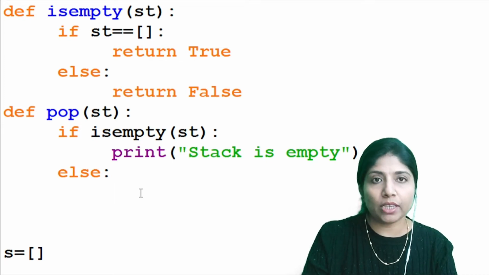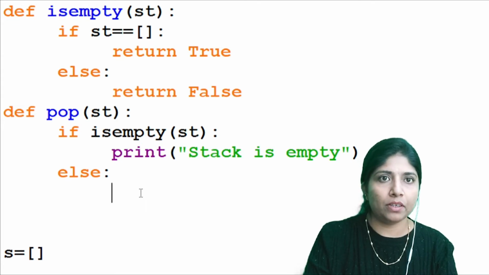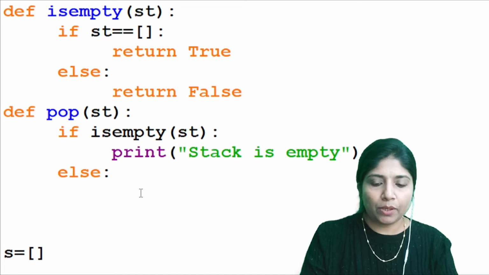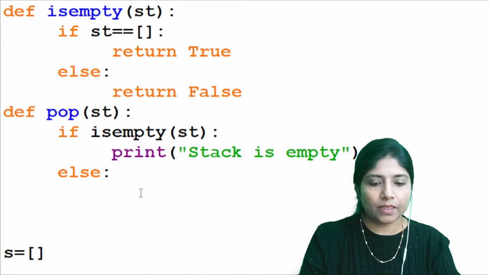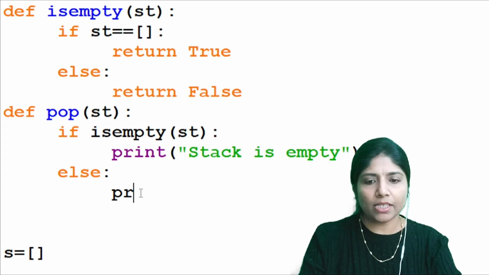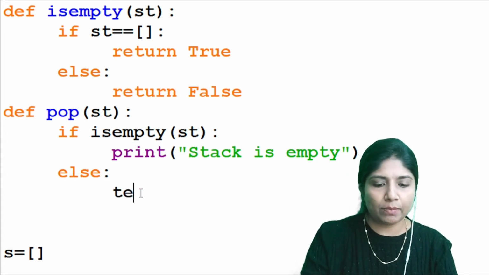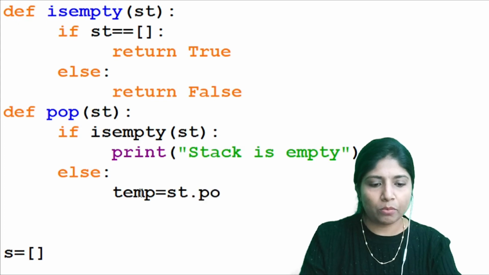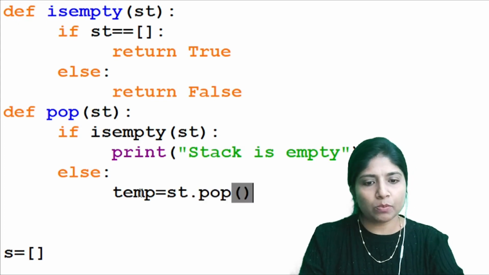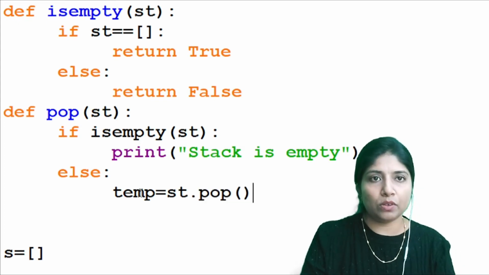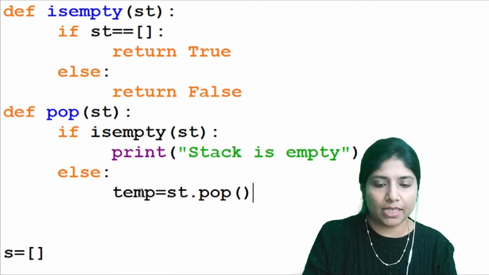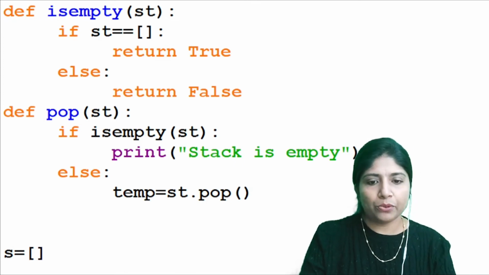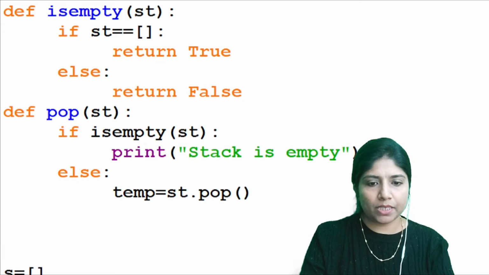How to remove the last item in the stack? For this, we will be using the function pop that works upon list. So we will be using a print statement, or else you can assign this value to a temporary variable temp equal to st dot pop. If we call this pop function without any argument, it will be removing the last element from the list. So I have used temp equal to st dot pop.